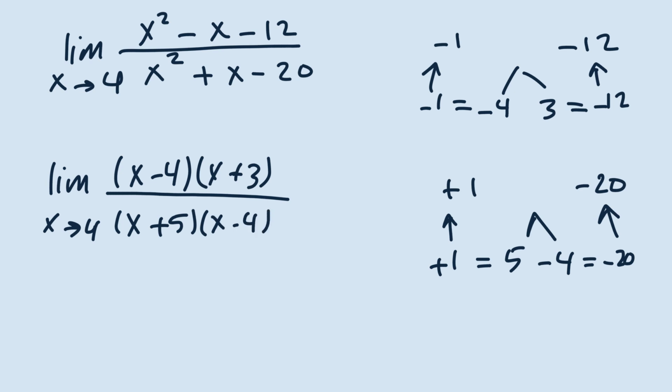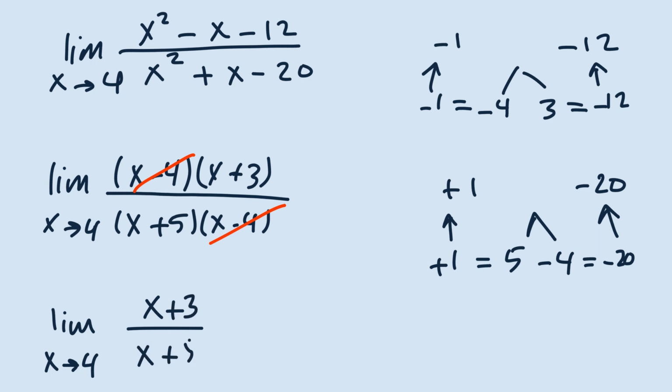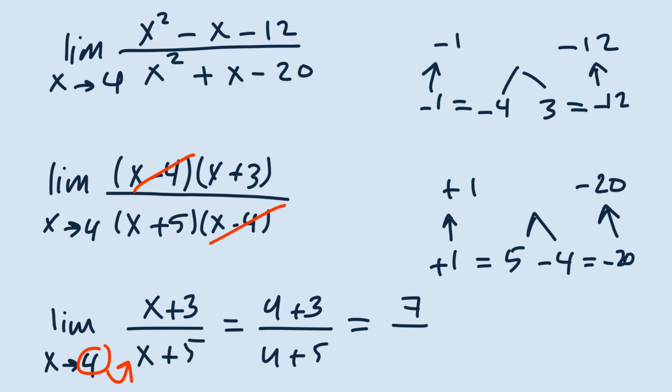From here you can notice that we can cancel x minus 4 with x minus 4. And our new limit will be the limit as x approaches 4 of x plus 3 over x plus 5. Now I can use direct substitution and plug 4 inside the function. So we will have 4 plus 3 divided by 4 plus 5. 4 plus 3 is 7, 4 plus 5 is 9. And this is the final answer.